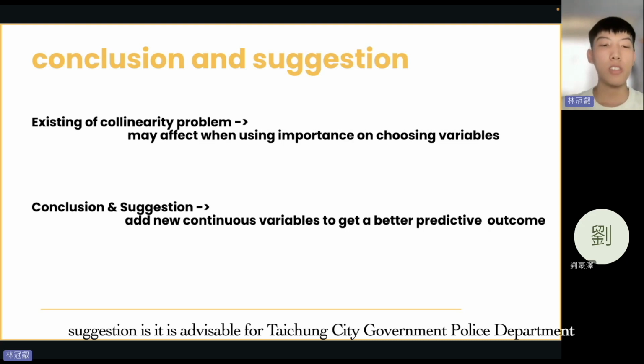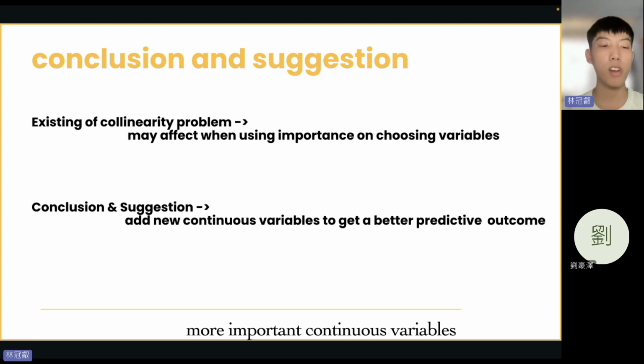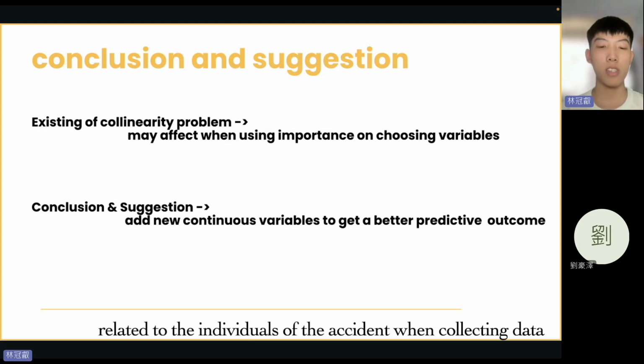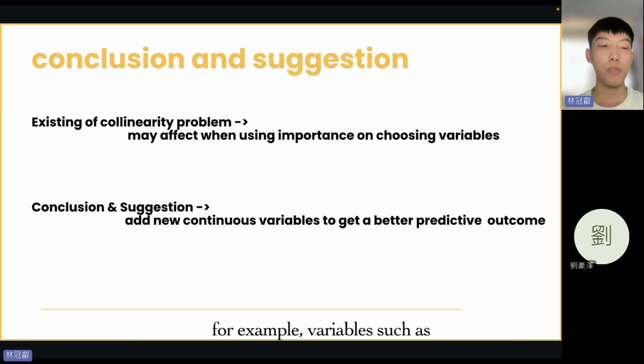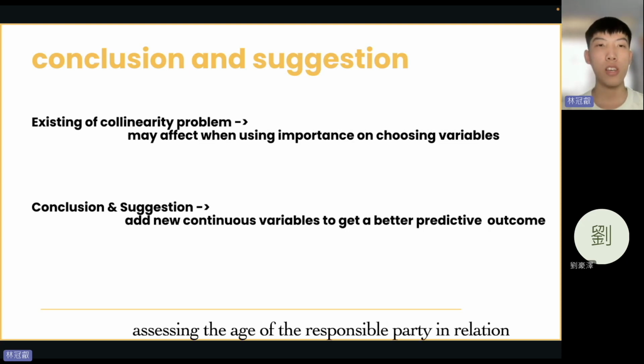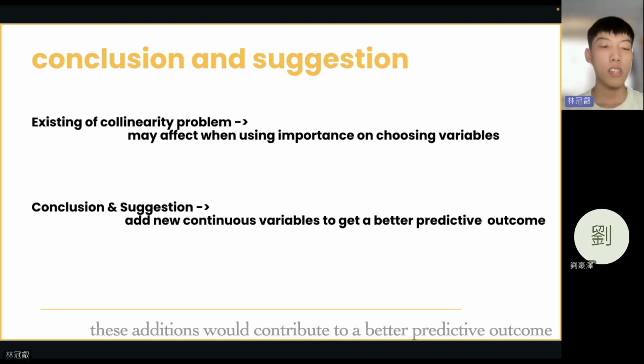My suggestion is that it is advisable for the Taichung City Government Police Department to include more important continuous variables related to individuals in accidents when collecting data. For example, variables such as the impact speed or force during the accident can potentially affect the severity of injuries, and those can be calculated. Assessing the age and responsible party in relation to their driving experience could also be considered. Additionally, the car price may be associated with socio-economic status or income. These additions would contribute to a better predictive outcome.